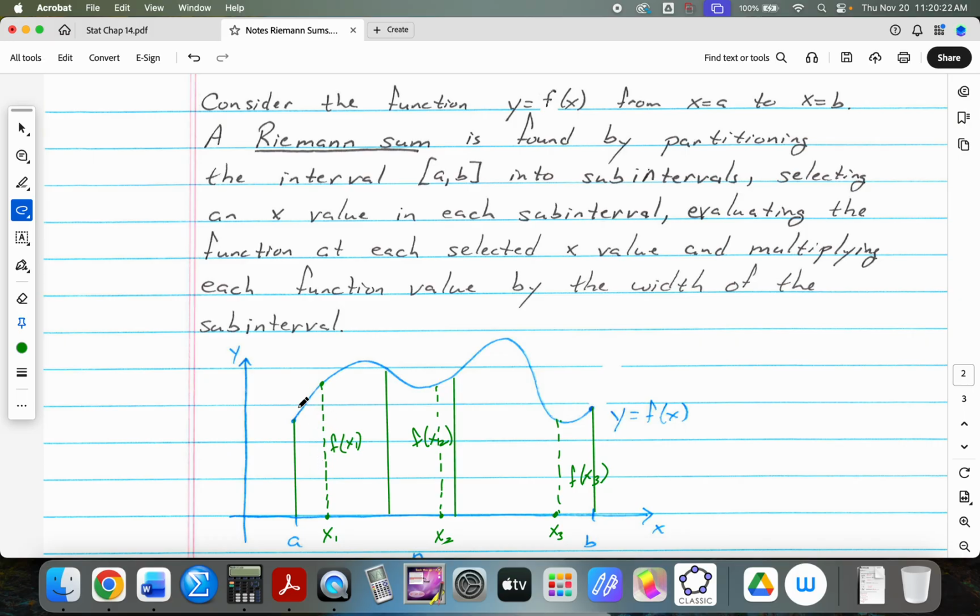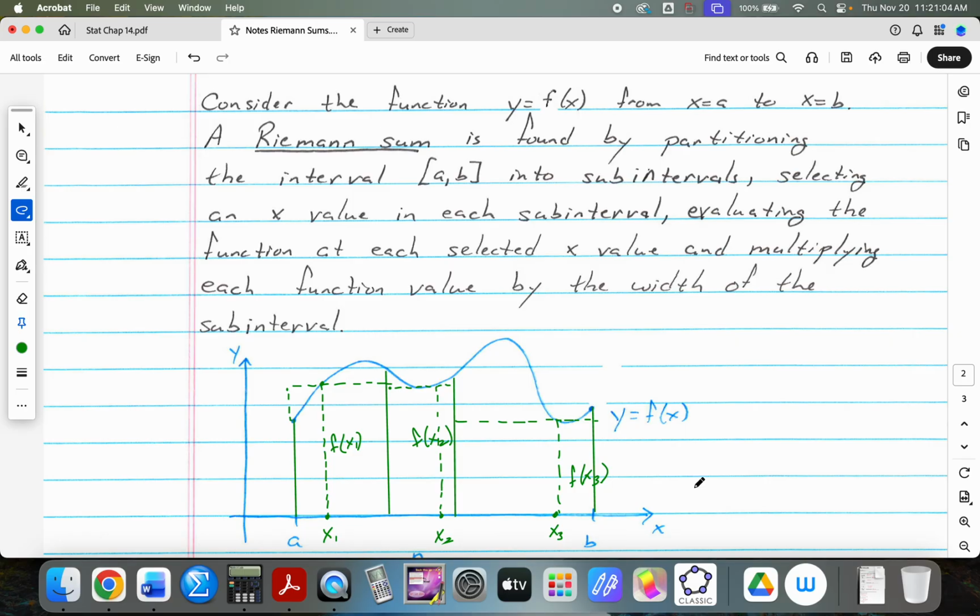So then what we'll do is we'll take that and multiply it by the width of this subdivision. Well, when you multiply it by the width of that subdivision, what you're actually doing is finding the area that's enclosed here. Because you're taking the height times the width. And then we'll do the same thing here. That one's almost the same height. And then the one over here, I add those 3 areas together, that's a Riemann sum.